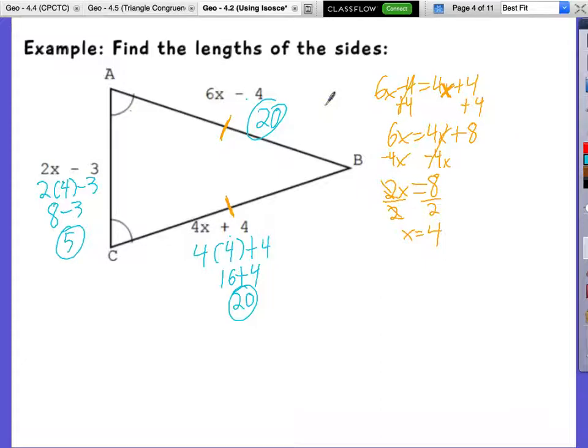Okay? Questions on this one? Will this be an acute angle? Yeah, it looks like all 3 would be acute.